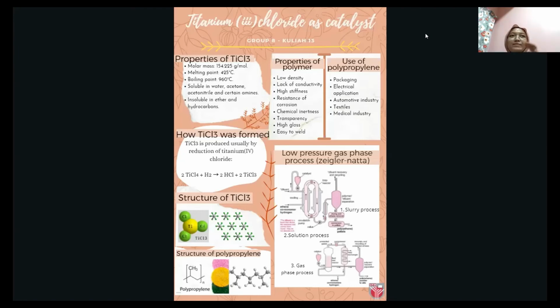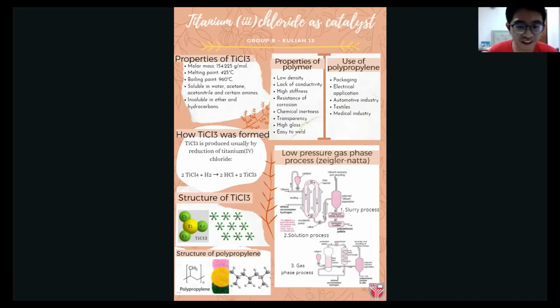The same as Alia said, polypropylene is widely used in various applications due to its good chemical resistance and weatherability. That's all from me. Any questions?